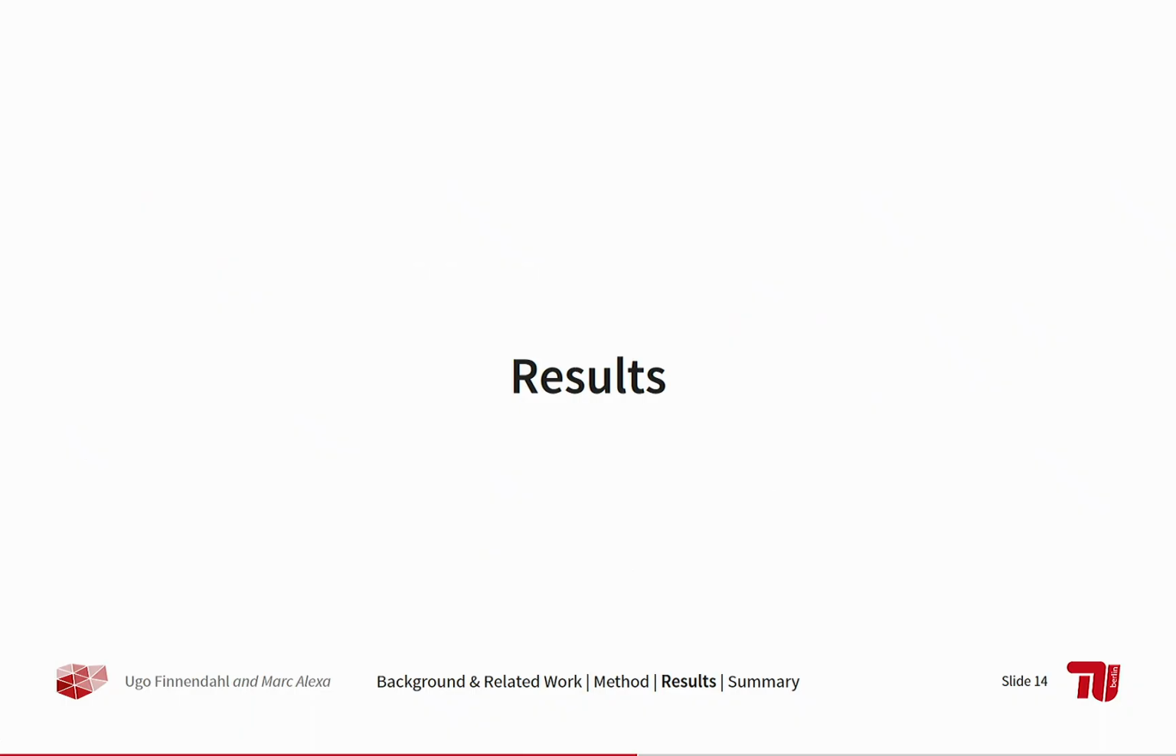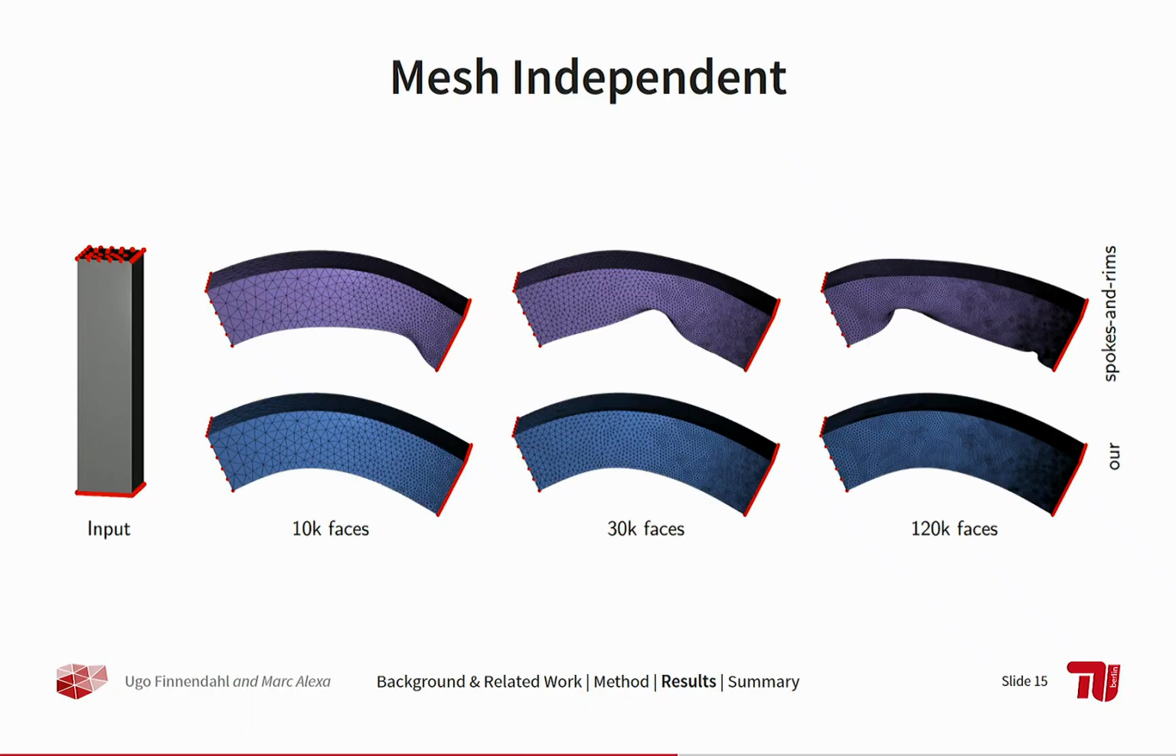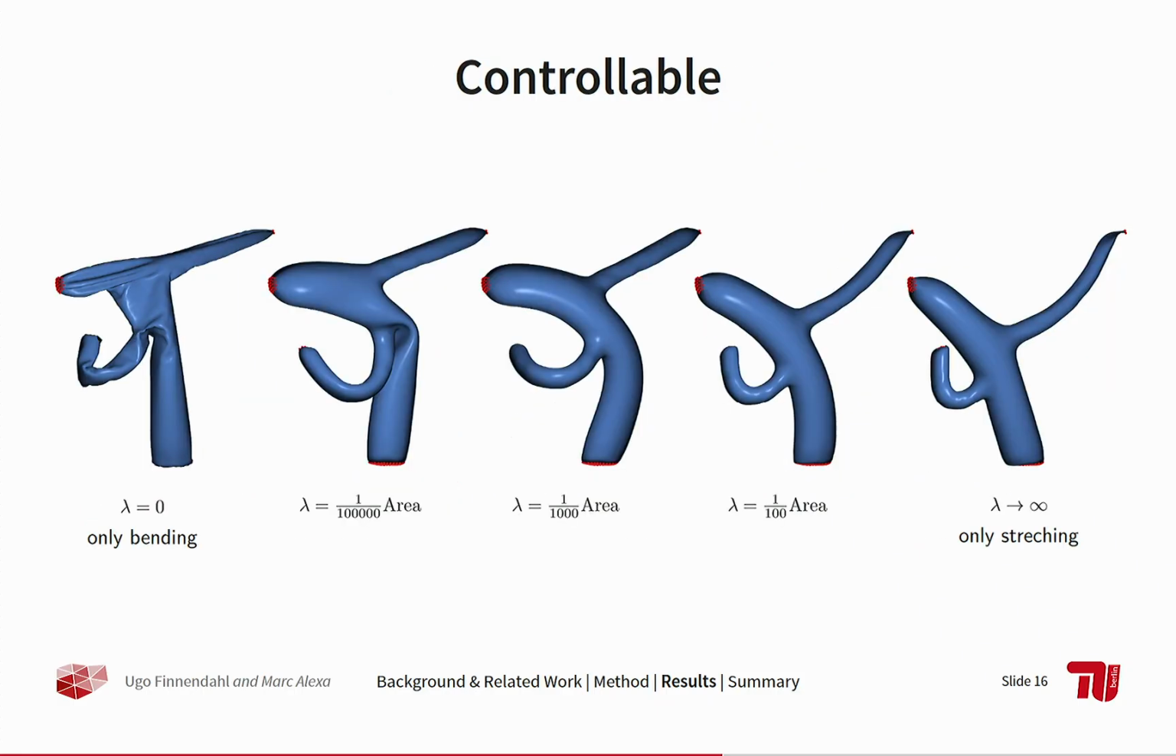Perfect. Let's look at some results. First, we show that our bending is in fact independent of the mesh resolution. We do not suffer from the problem of spokes and rims. And the bending penalty is also controllable using lambda. When lambda is 0, we end up with the same energy as spokes and rims ARAP, and when lambda goes to infinity, we only allow for a single global rotation for the whole mesh, and the rest is done by stretching.